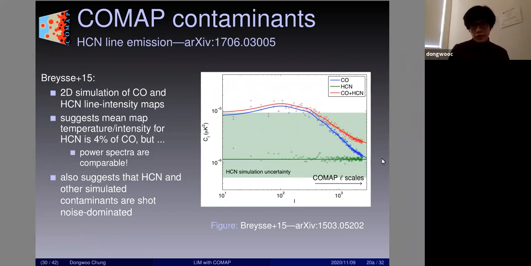And what he found was that even though in that model the HCN mean intensity was 1/20th of the CO mean intensity, the power spectra actually ended up being comparable, especially towards higher L, because these are 2D maps, and so it actually impacts us very badly on scales that are relevant to CO map.